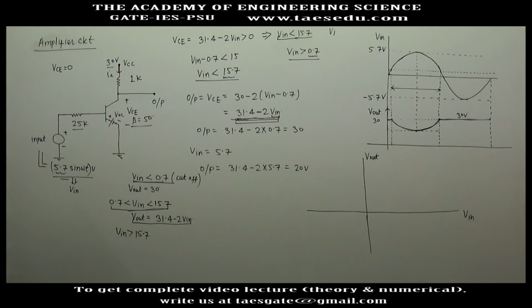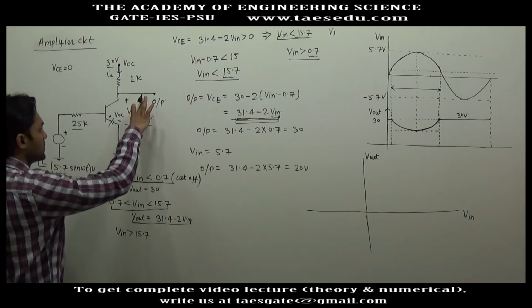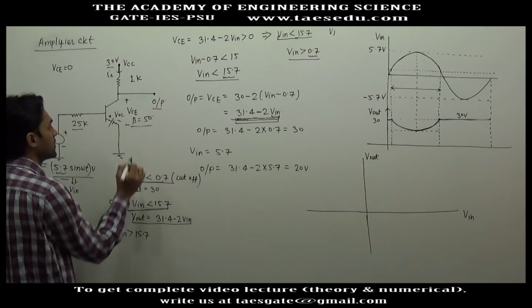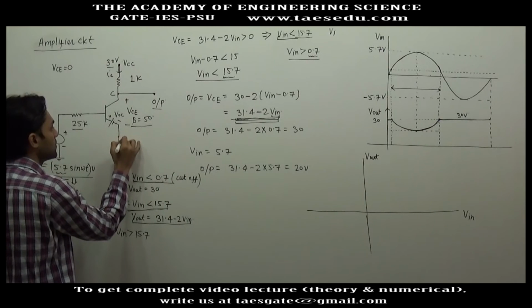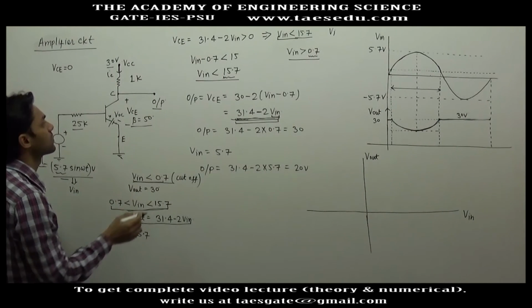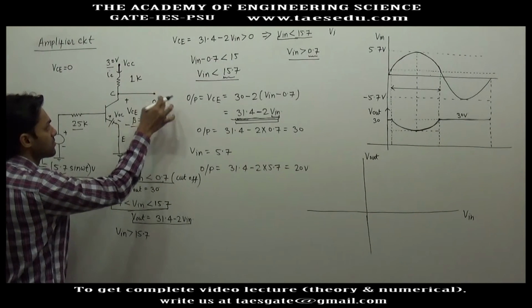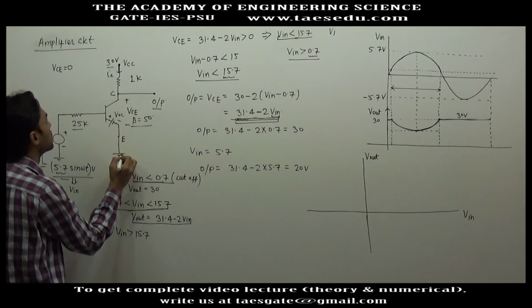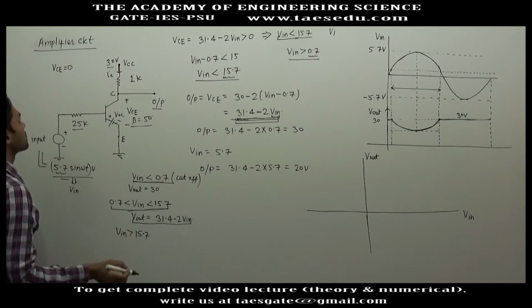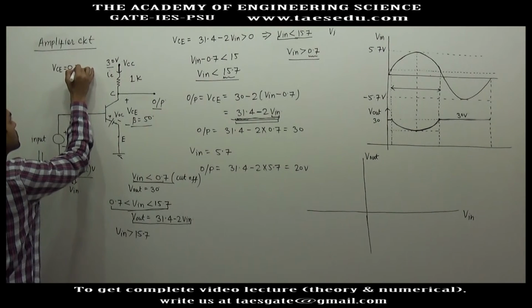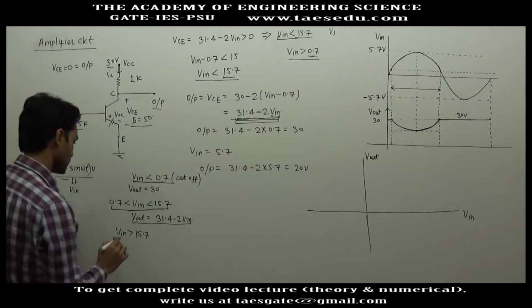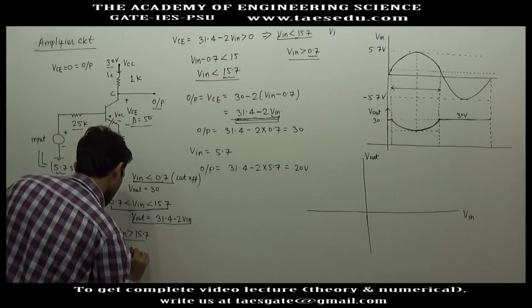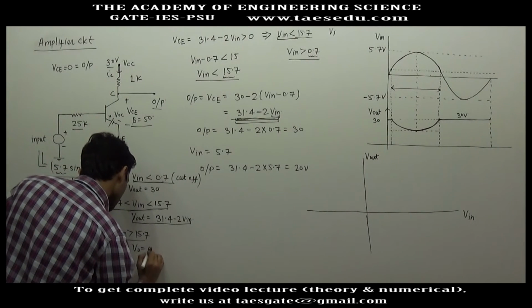If you see this circuit, output voltage is nothing but VCE. This is C and this is E, and you have to take output at collector with respect to ground, and E is grounded. So in saturation region, VCE is equal to 0. It means output voltage will be 0. So if V input is greater than 15.7 volt, output will be 0.